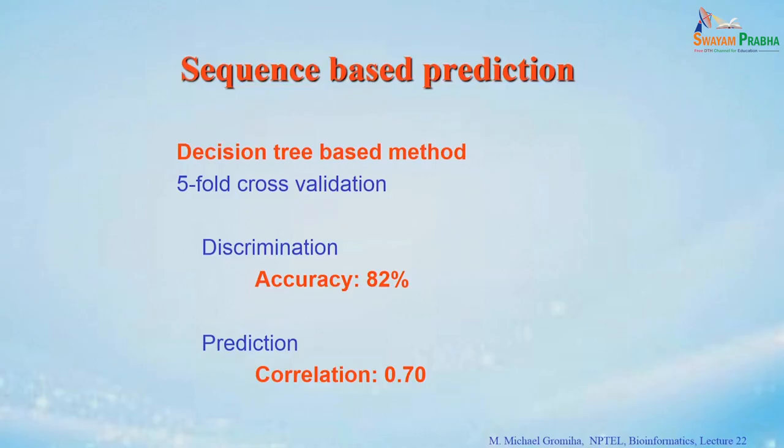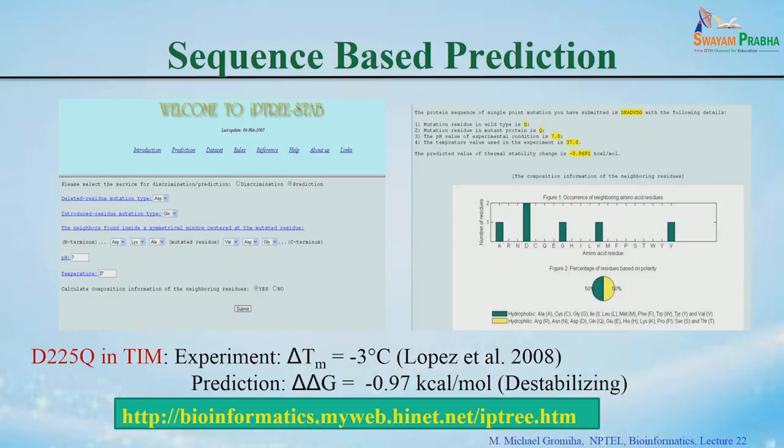So now we have the server, right, this can get an accuracy of 82% and a correlation of 0.7. So this server will take the wild type and the mutation residue, right, okay, this is the wild type, this is mutant, right. So we have neighboring residues. Now if we click predict, this will tell you whether it is stabilizing or destabilizing, right, this will tell you the stability change, and it also gives some information, how many hydrophobic residues are nearby based on this mutation and so on.